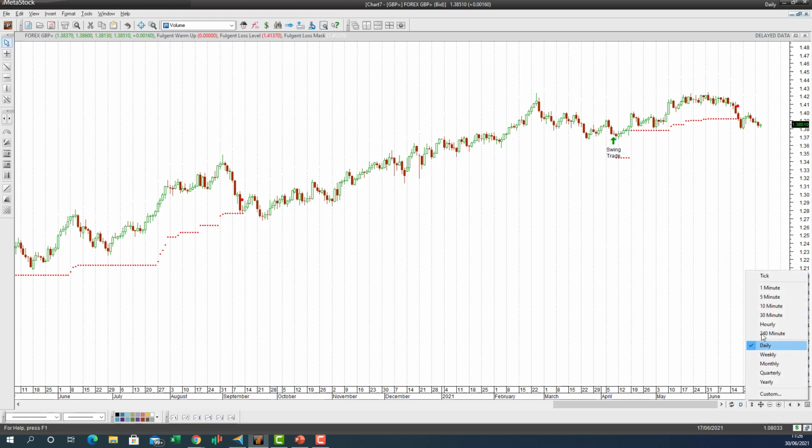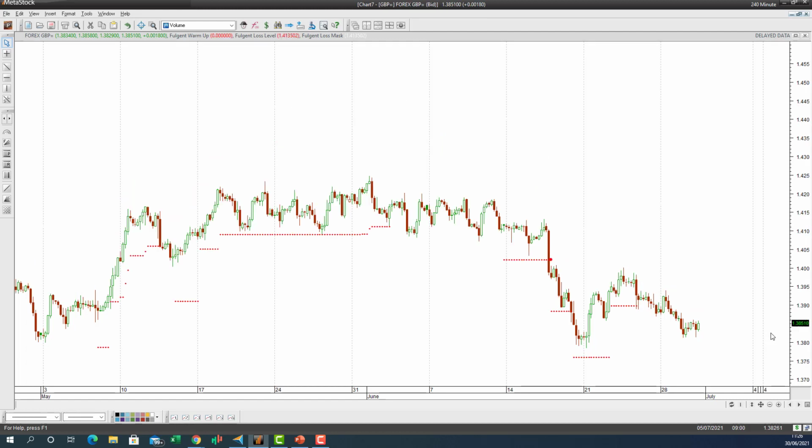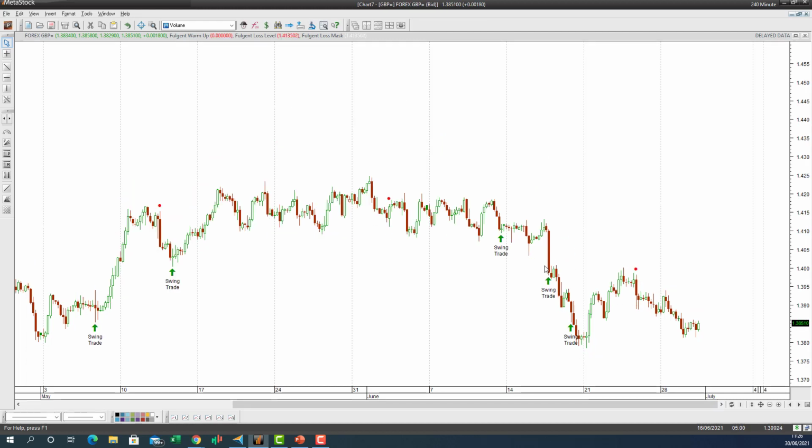Let's just go and look at the 4-hour one, if there are any signals on the 4-hour chart. It's going to be a nightmare loading that because that's even more data. So on the 4-hour chart, let's see what comes up. There we go. So yeah, that interesting swing trade there, got out, stop loss there, swing trade, that one didn't work out, that one's working out, got you out there.